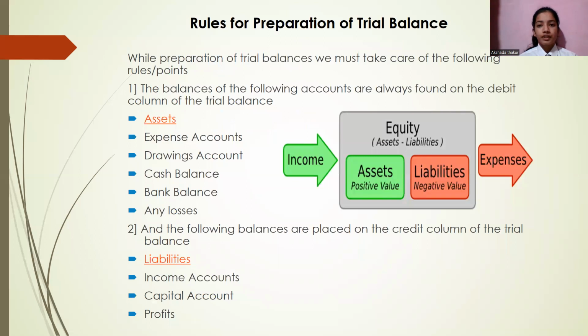Now some rules for preparation of trial balance. While preparing a trial balance, we must take care of the following rules or points. First, the balances of the following accounts are always found on the debit side of the trial balance: assets, expense accounts, drawing account, cash balance, bank balance, or any other losses. Second, the following balances are placed in the credit column of the trial balance: liabilities, income accounts, capital account, and profits.